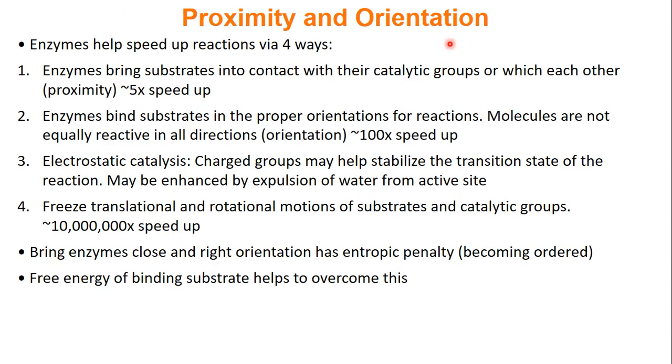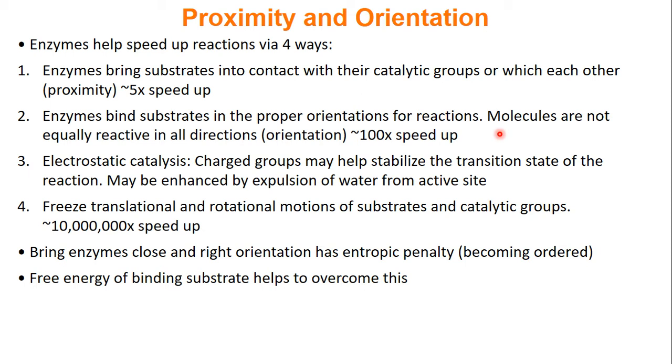Now let's take a more general step back. How do enzymes actually speed up reactions? We can point at four major ways. One, enzymes bring substrates into contact with their catalytic groups or with other substrates. So this is a proximity effect. They're bringing things in proximity. This gives a roughly 5x speedup. So not a lot, but still 5x.